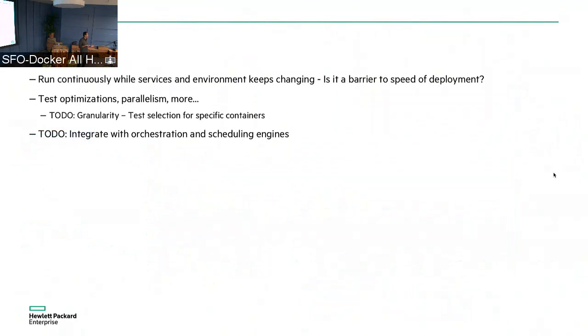We want to do some test optimizations. I think Nishant talked about parallelism. That's the reason we want to integrate with Swarm and Kubernetes, to look at those types of things. One of the next steps on our to-do list is adding the granularity that we want. For example, we want to do test selection based on a very specific container rather than all the containers in the cluster. We want to be very selective so you can decide when you want to run it. You don't want to run it across the board. And last, we already talked about integrating with the orchestration engines.